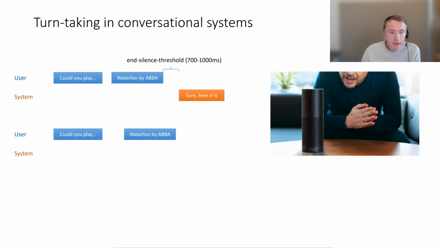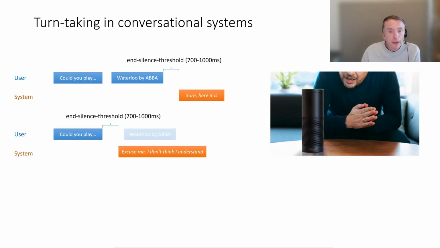So in this case, the system would actually detect an end of turn and it would respond to me with something that doesn't really make sense here. So I'm interrupted by the system. And of course, you can play around with this threshold to make it shorter. But then you get faster responses, but you also get more interruptions. Or you can make it longer, but then you get few interruptions, but you also get more sluggish responses. So it's very hard to find some kind of optimal threshold there.